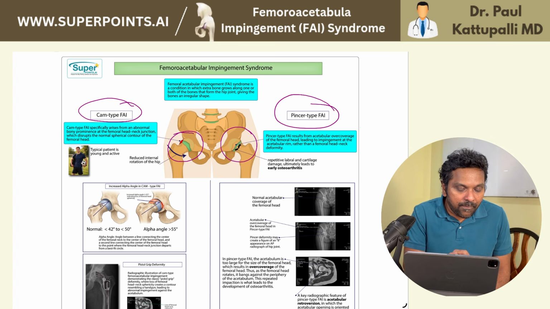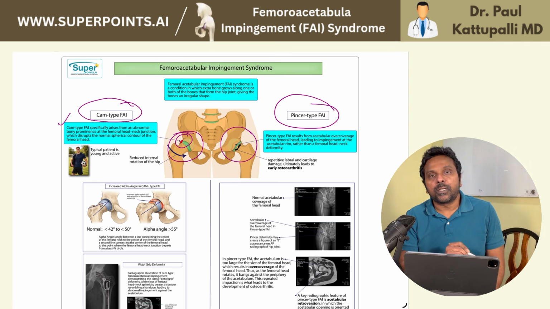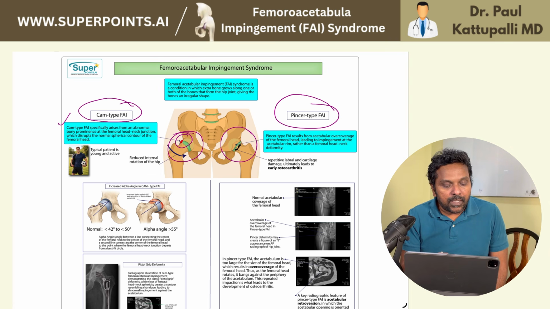In cam type FAI, it specifically arises from an abnormal bony prominence. You see the bony prominence here? This bony prominence is what is causing the problem, and it disrupts the normal spherical contour of the femoral head. In the pincer type, there is acetabular overcoverage of the femoral head, leading to impingement at the acetabular rim rather than a femoral head-neck deformity.